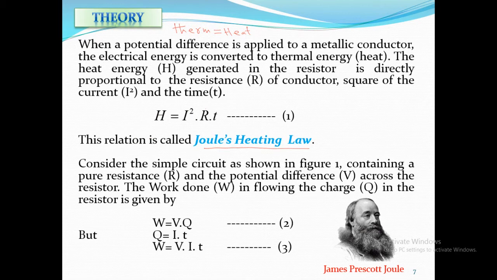If you look at the circuit we already discussed, we have a resistance R of the heating element. We have the potential difference V across its two ends. Whenever we connect the conductor with the battery, the battery does work on the charges. It makes them flow in the circuit. That work done W, or the electrical energy, is converted into heat energy.